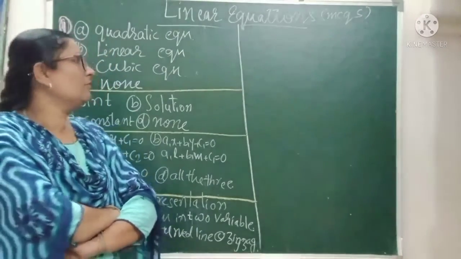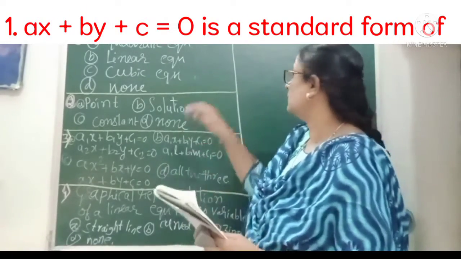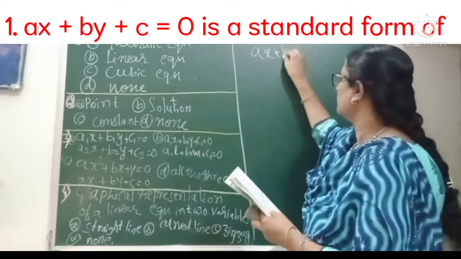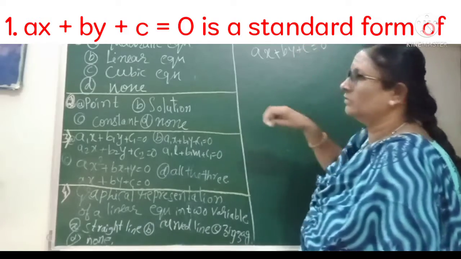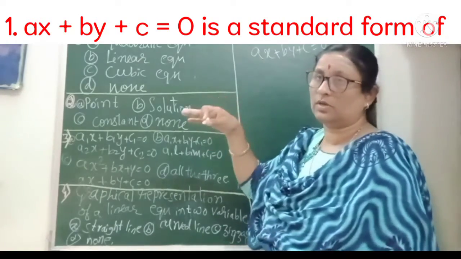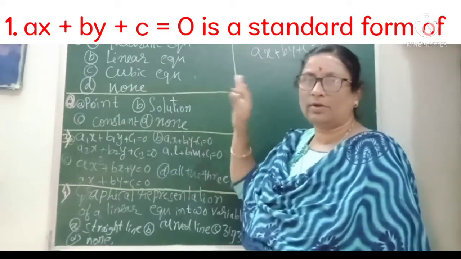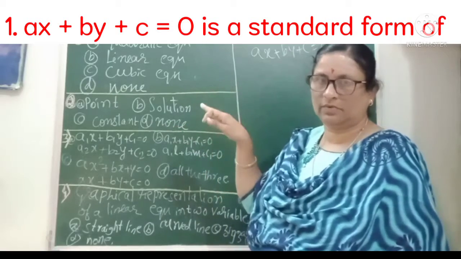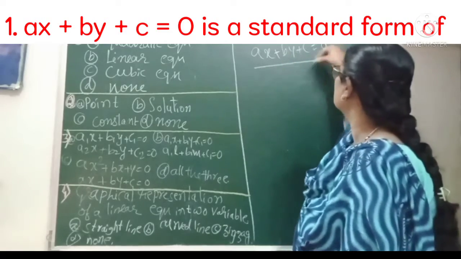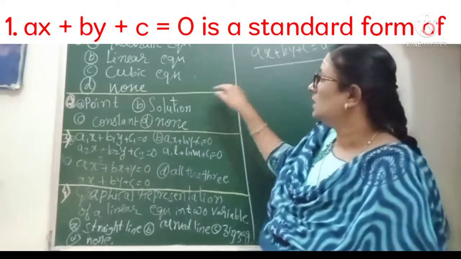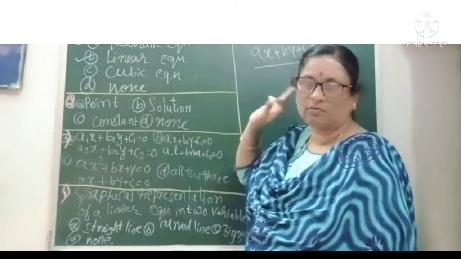I will begin with the first question of this linear equations. The first question is AX plus BY plus C equal to 0. This is the standard form of what type of equation? You are studying the 10th standard quadratic equation and the linear equation, so you will be asked the general format of quadratic equation as well as the linear equation. Here, if it is given AX plus BY plus C equal to 0, this is not a quadratic, it is a linear equation. The correct option is B. Don't write quadratic, don't write cubic, and none of these, of course, is not at all.